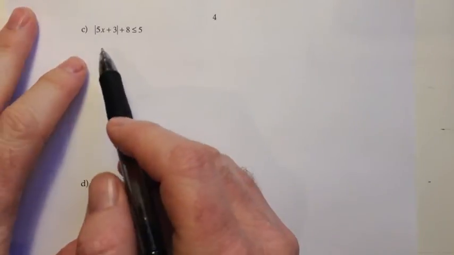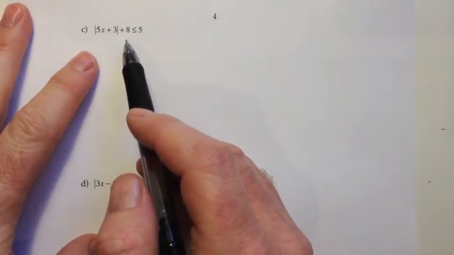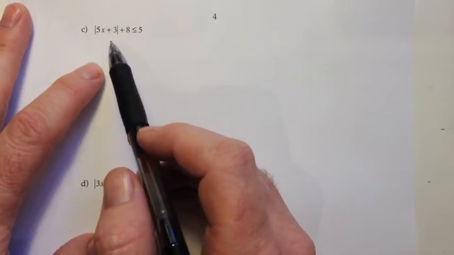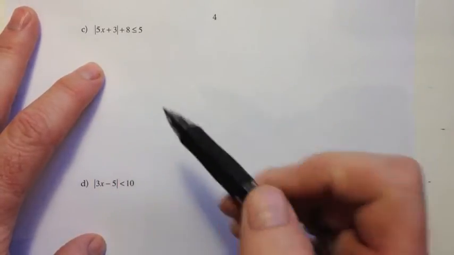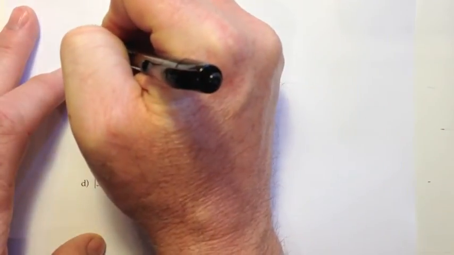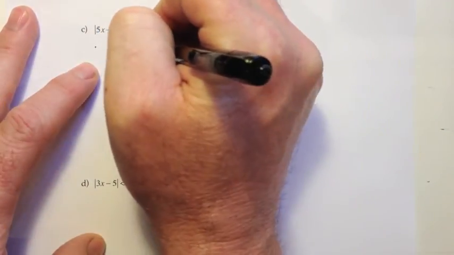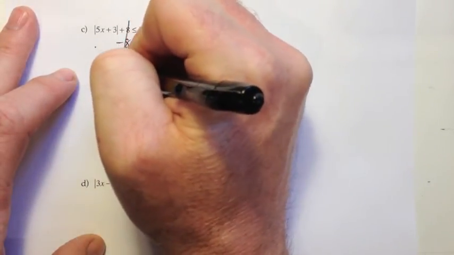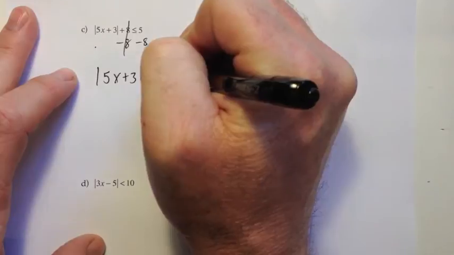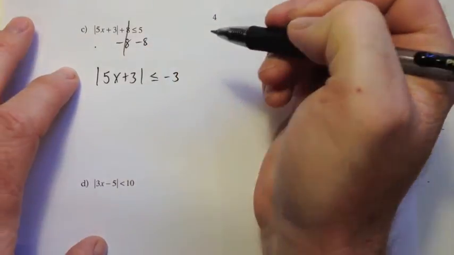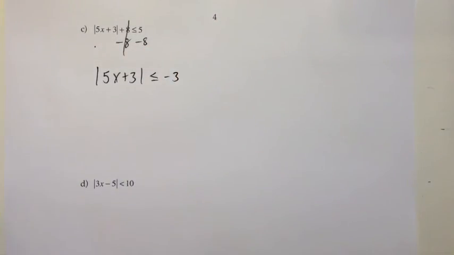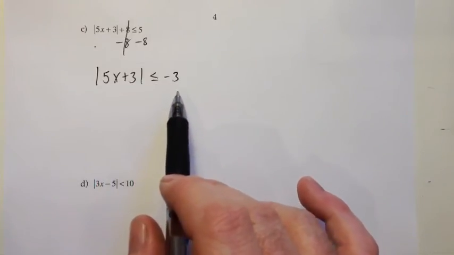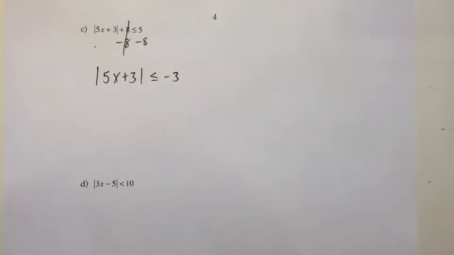So again, we have an absolute value of an expression. This time there's some other stuff with it, the plus 8, and it's less than or equal to 5. So before we try and break this into two cases, we have to get the absolute value by itself. So I would do that by subtracting 8 from both sides. That cancels these 8s. And I get the absolute value of 5x plus 3 is less than or equal to negative 3. So if we were to look back at the rule, it says what to do if the absolute value is less than or equal to a positive constant, but it doesn't say what to do when it's a negative.